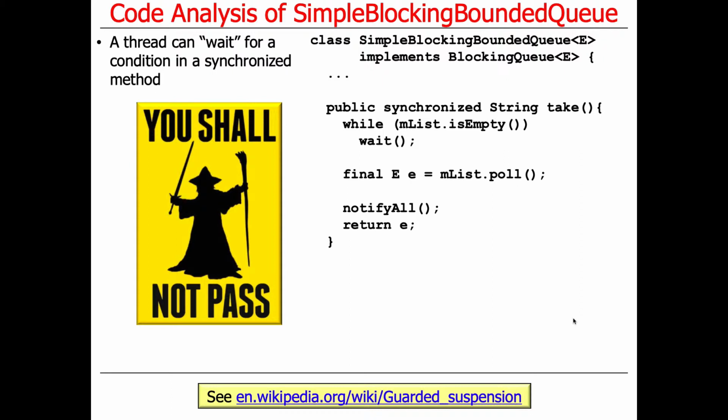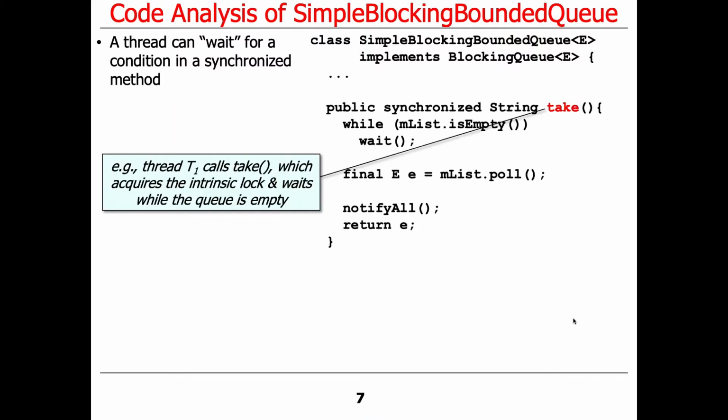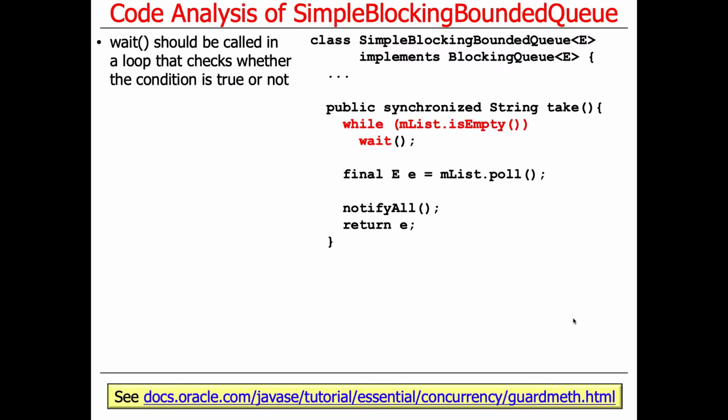The thread can wait using the condition, the sort of implicit condition variable that's part of every Java built-in monitor object. So this is the guarded suspension pattern. When the take method is called, that will block to acquire the intrinsic lock. And then while the queue is empty, which it would be if it starts out with nothing in it, we have to wait, which, as you recall, releases the lock and puts the thread to sleep.